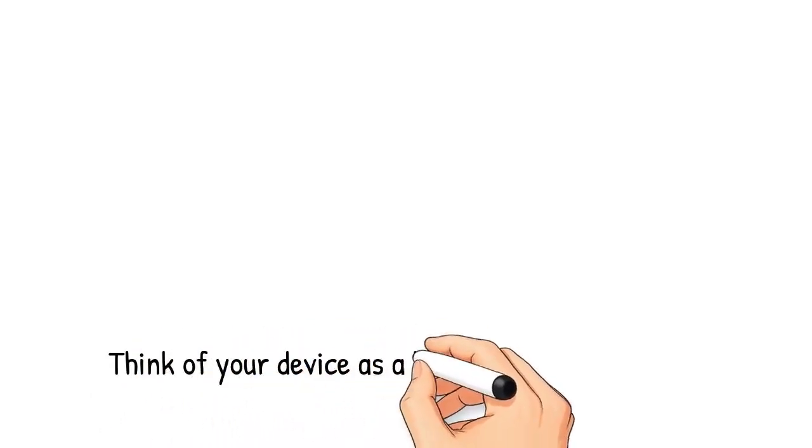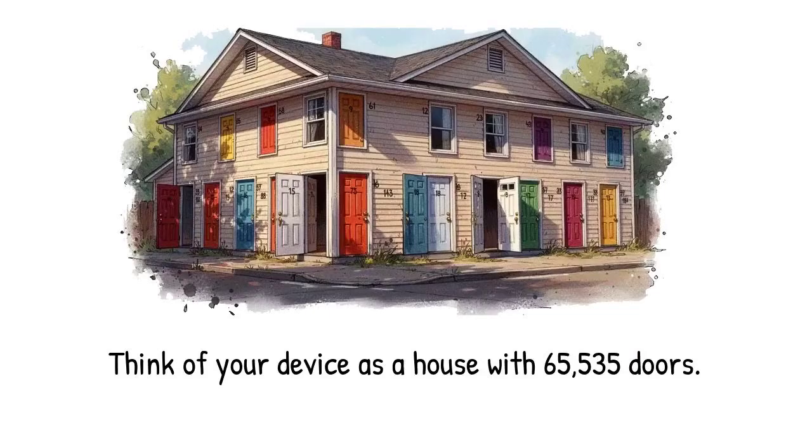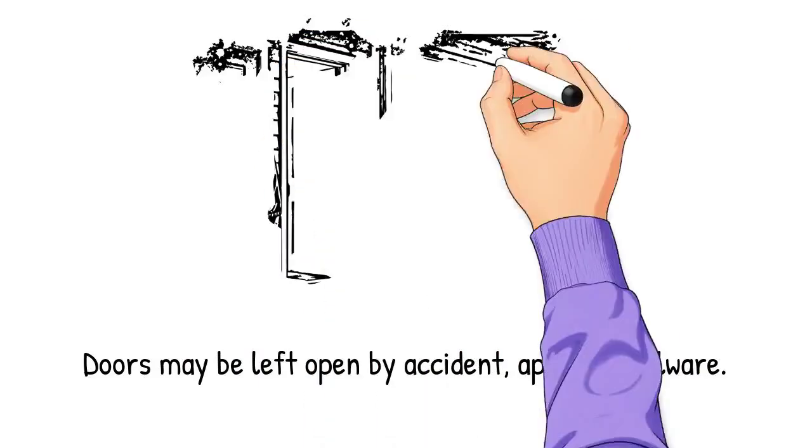Analogy: your device as a house. Imagine your device is a house with 65,535 doors. Most of these doors are locked. Some are open because you need them. Some are open because you forgot to close them. Some are open because an app opened them without telling you. Some are open because malware forced them open.